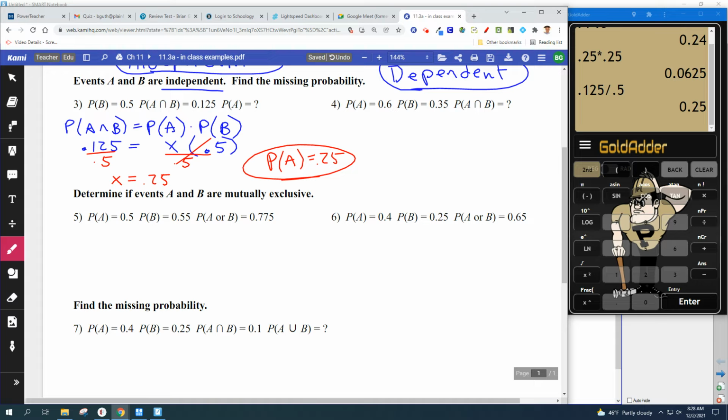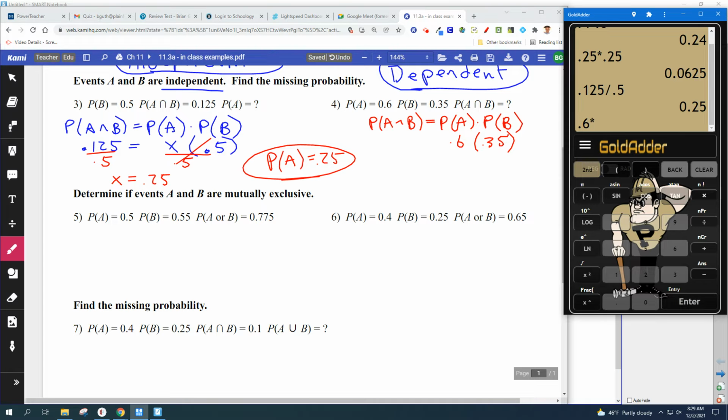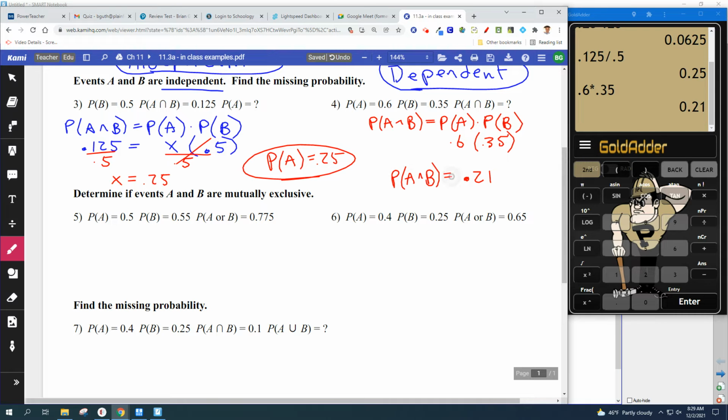Problem 4 is easier because they want this one. So probability of A and B is equal to probability of A times probability of B. Well, they're giving me A is 0.6 and B is 0.35. So all we're doing is multiplying. 0.21. Probability of A and B equals 0.21. What we're doing in this lesson is figuring out which formula to use, plugging in the numbers that we have, and finding the one that we don't, pretty much every single time.